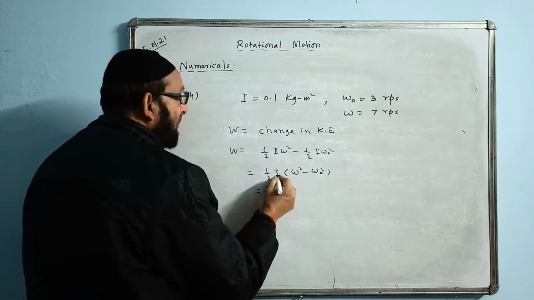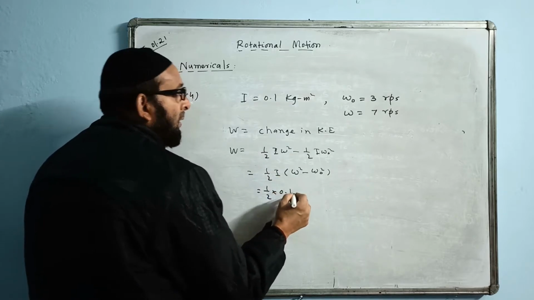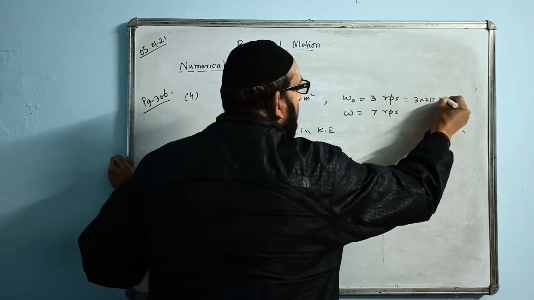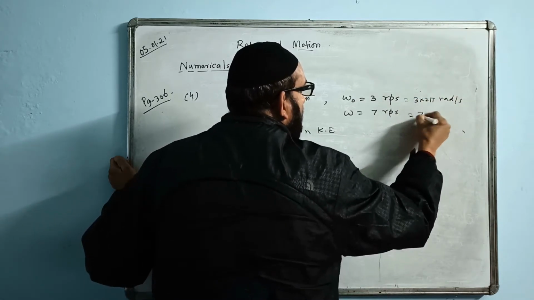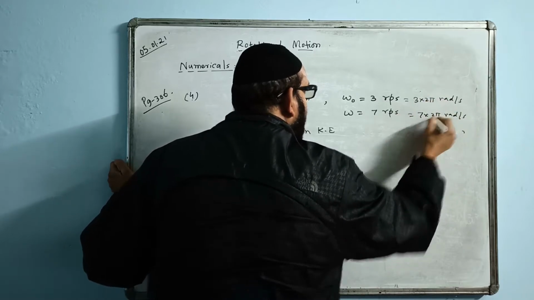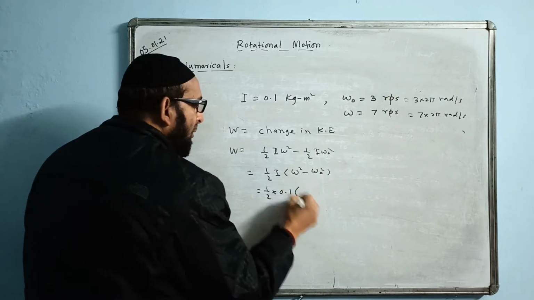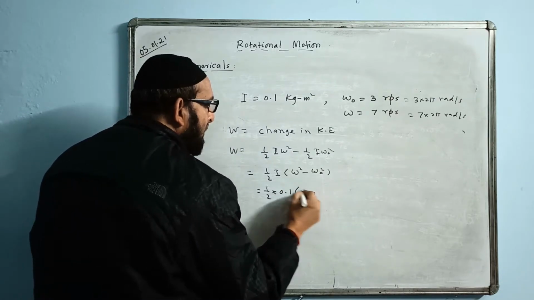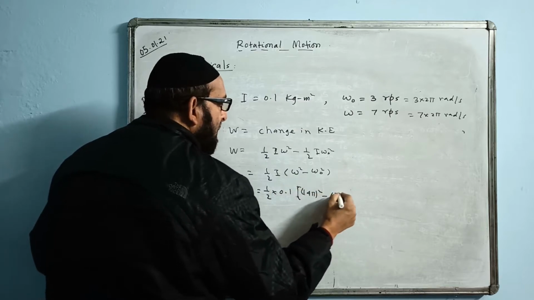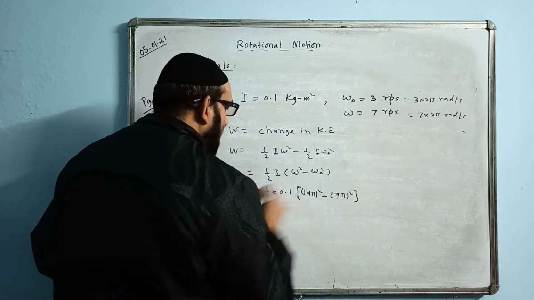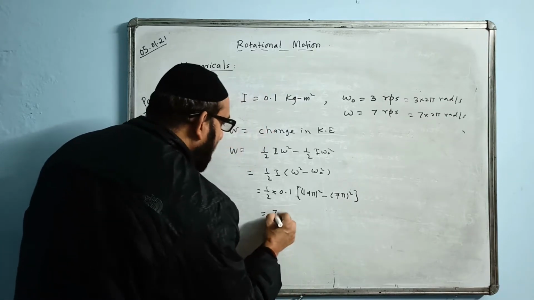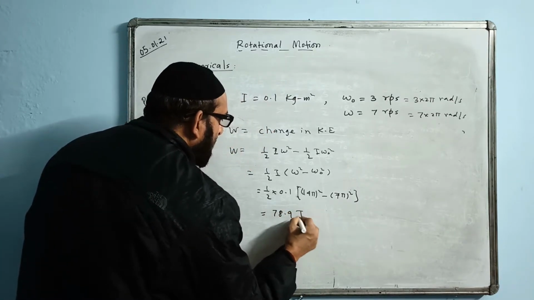Put the value half, moment of inertia 0.1, and we will change these two values to radian. That is 3 into 2 pi radian per second, 7 into 2 pi radian per second. This is coming 6 pi, this is coming 14 pi. Over here write 14 pi square minus 6 pi square, and we calculate the answer. The answer will come 78.9 joule. That's all.